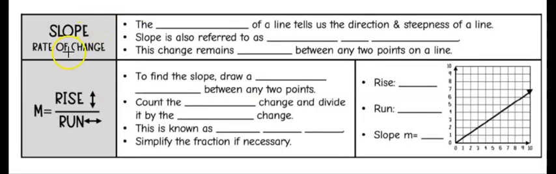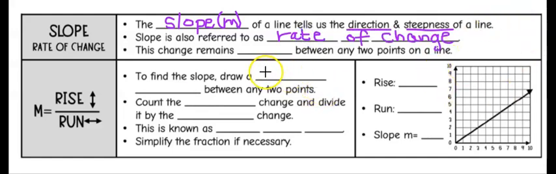Okay, to start off with, we're going to define what a slope is. The slope of a line tells us the direction and steepness of that line. And the variable we use to represent slope in math is, for some reason, the letter m. Not sure why they picked m, but they picked m. So the slope of a line tells us two things, the direction and steepness of a line. Slope is also referred to as a rate of change.